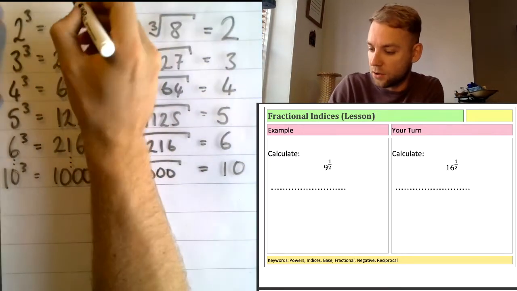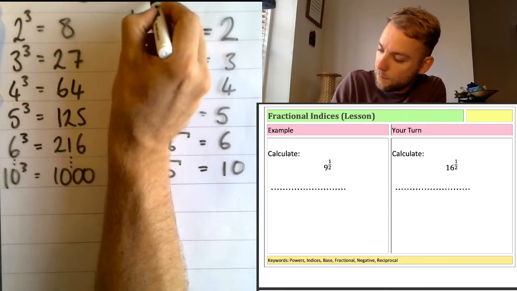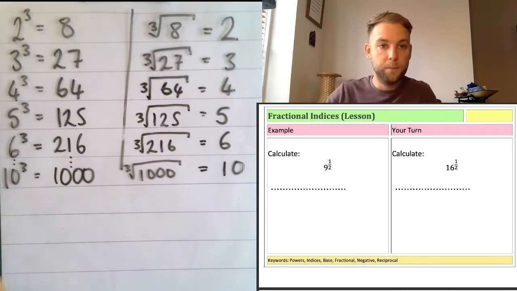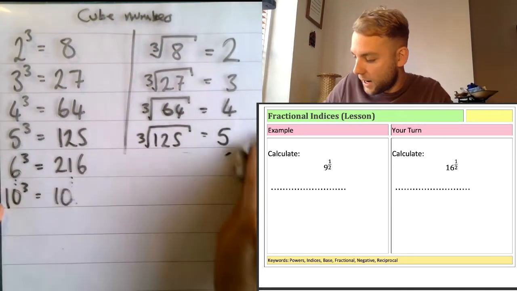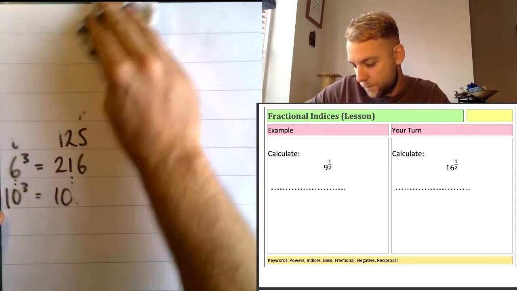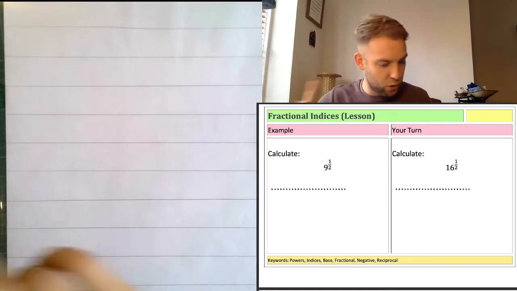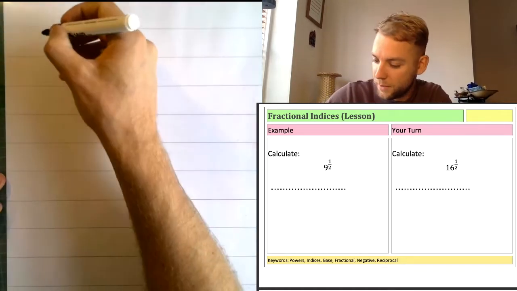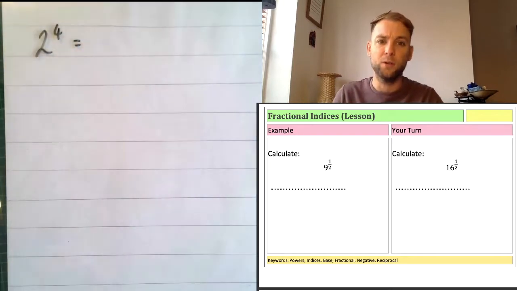So you might want to write at the top, cube numbers. There you go. Cube numbers. Alright, so we've got our cube numbers. Go back and have a look at those, and if you need to pause, then pause. I'm just going to do a couple more, because these ones do come up. And it's things like 2 to the power of 4. 2 to the power of 4, we can work that out.